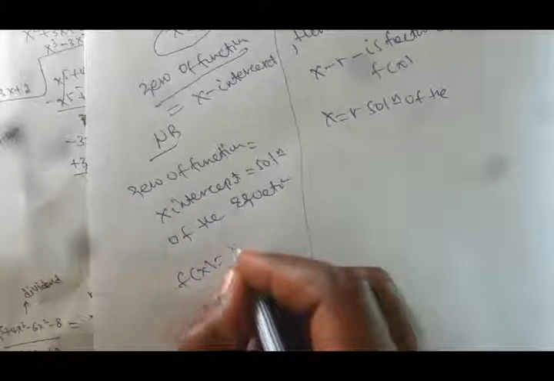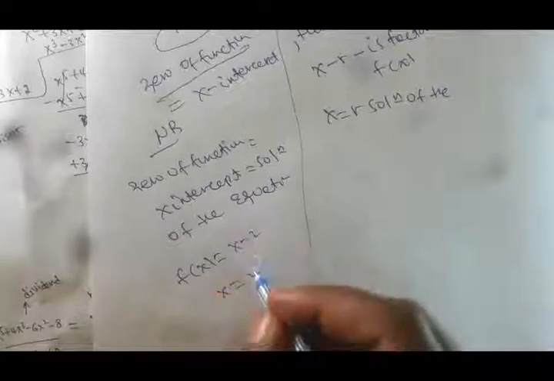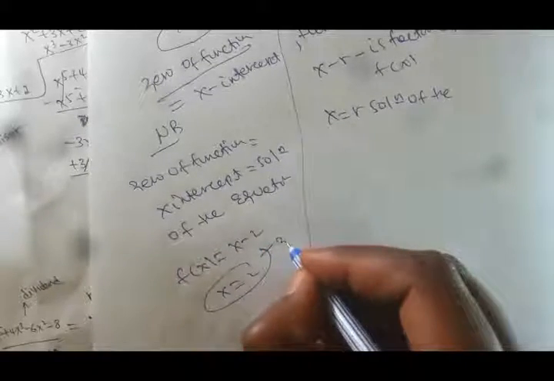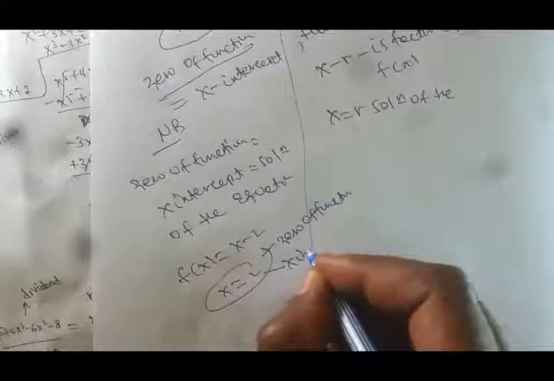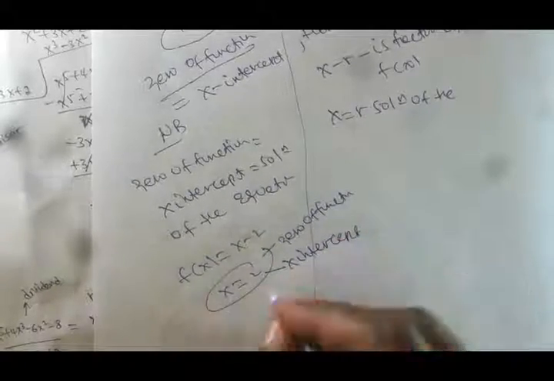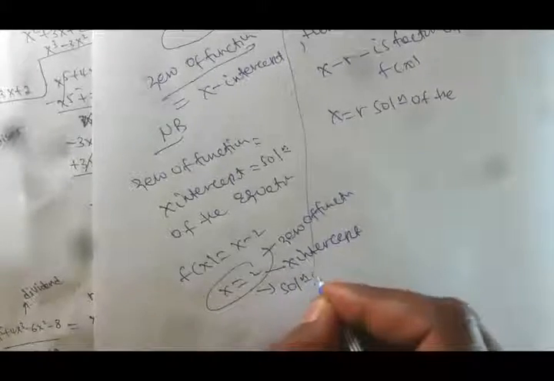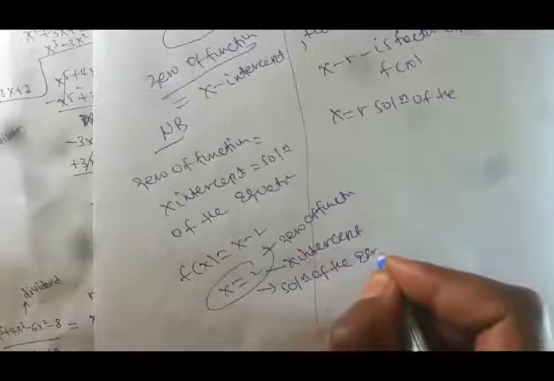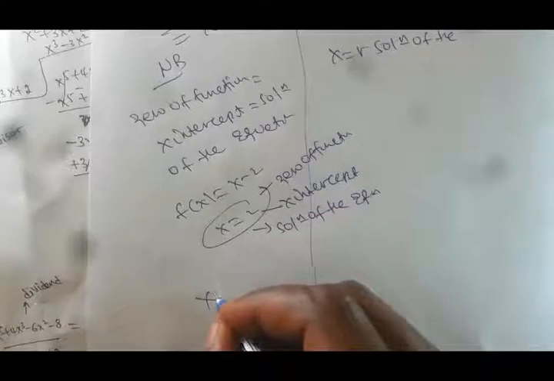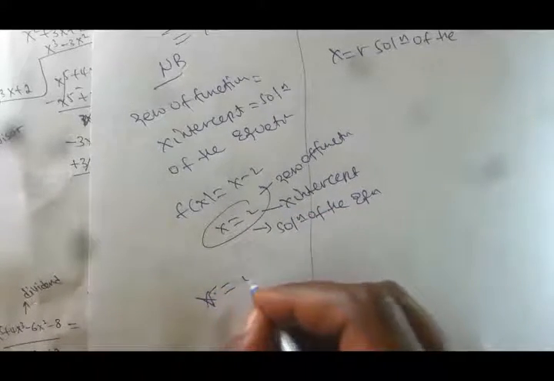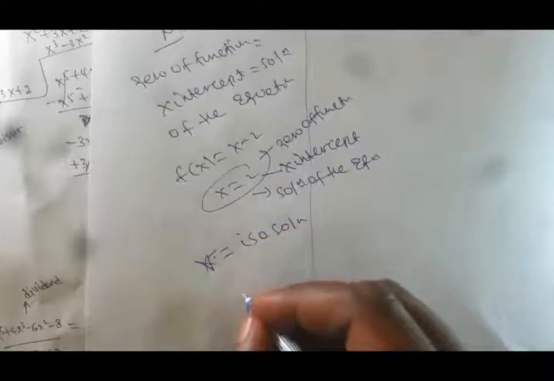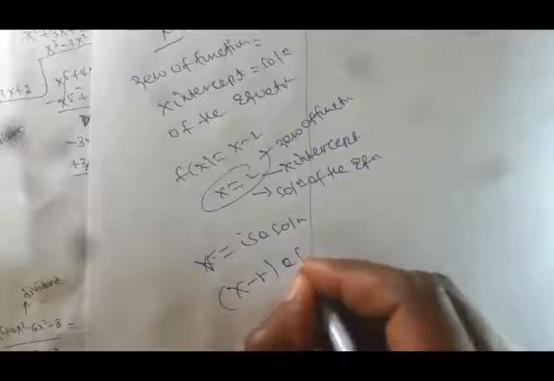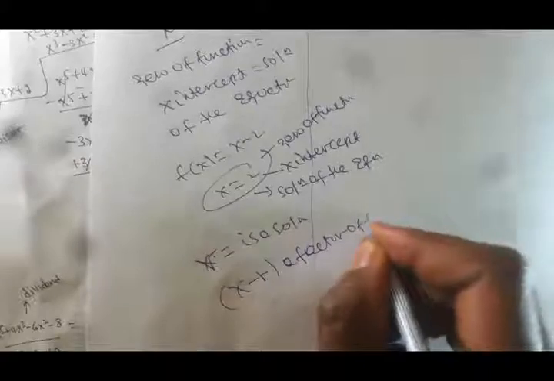For example, in our first example, f of x is equal to x minus 2, x equals 2 is what we call the zero of a function, or it is equal to the x-intercept of a function, or it is what? The solution of the equation. And if r is a solution or the zero of a function, or its x-intercept, then x minus r is a factor of f of x.